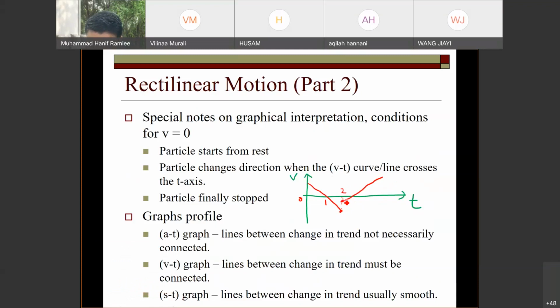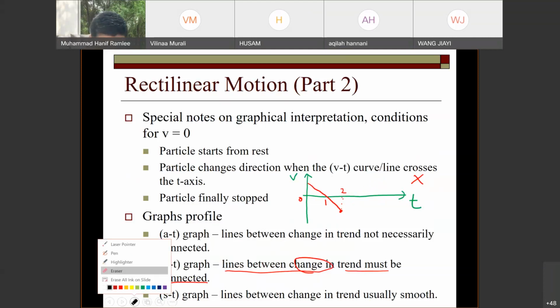It is starting from any point of V. Okay, but same T, any point of V, but like this situation, your graph will not be correct. This is wrong. So make sure that the line between changes in trend must be connected. Okay, must be connected. So if not connected, your graph is wrong.